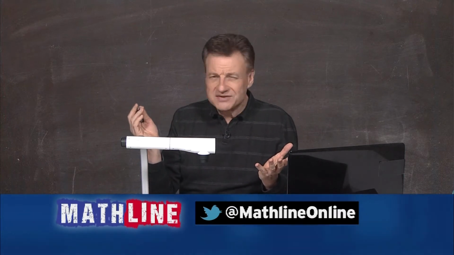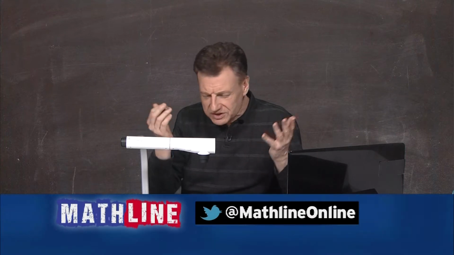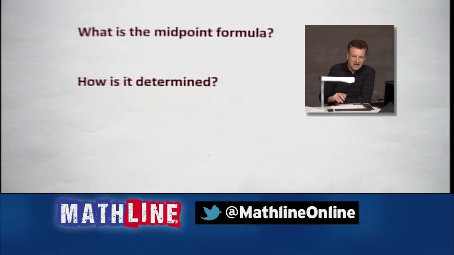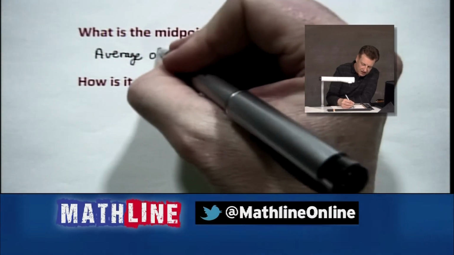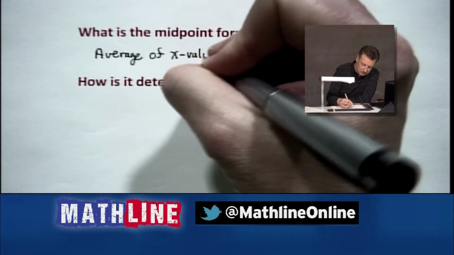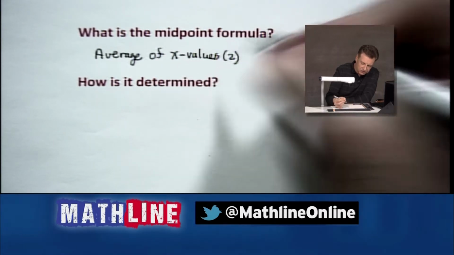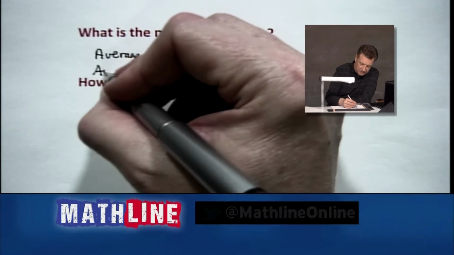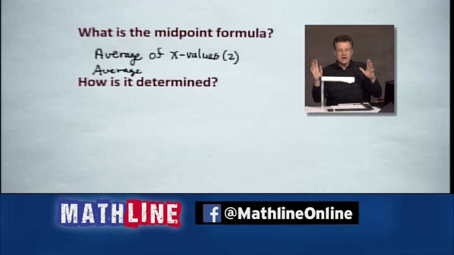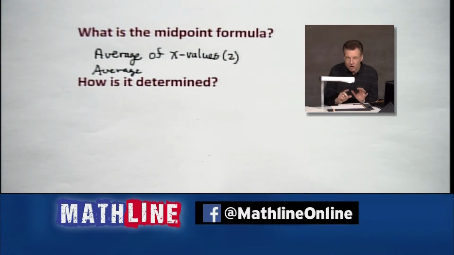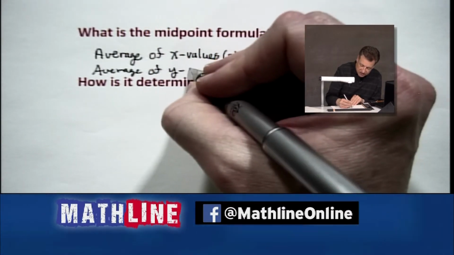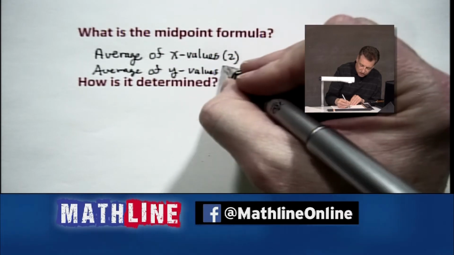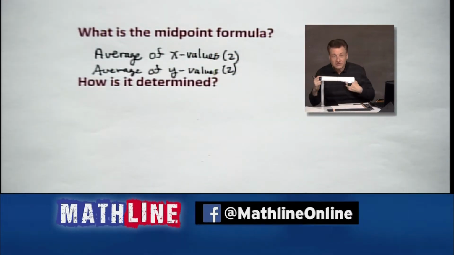So what do you do? Do you add the x's and y's together, or just add the x's by themselves? Let's talk about it. A midpoint formula is basically going to be the average of the x values. And by the way, there are only two of those. And it's also going to be an average of the y values. You see, they're coordinates, so there have to be two numbers to make that ordered pair. There are two of each because those are the two endpoints of the segment.